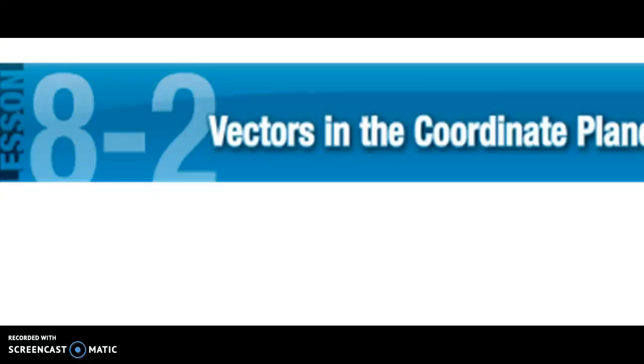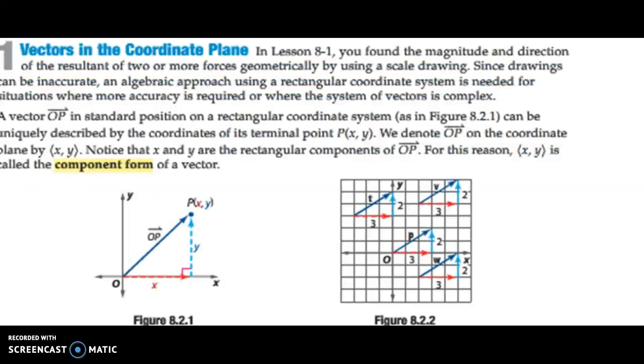Today we're going to be talking about vectors in a coordinate plane. So far we've looked at vectors independent of a coordinate plane. We've drawn them on a horizontal and vertical axis, but we haven't thought of them on the coordinate plane yet.